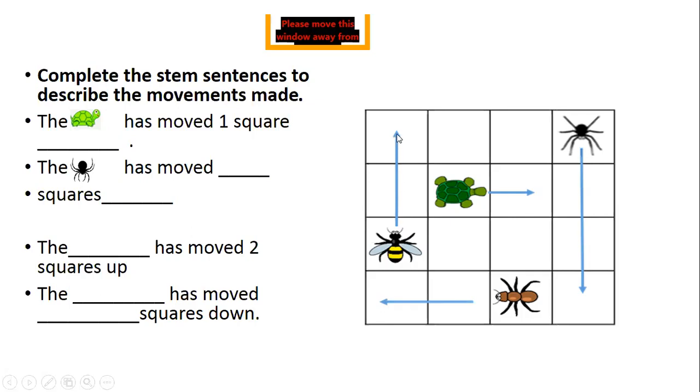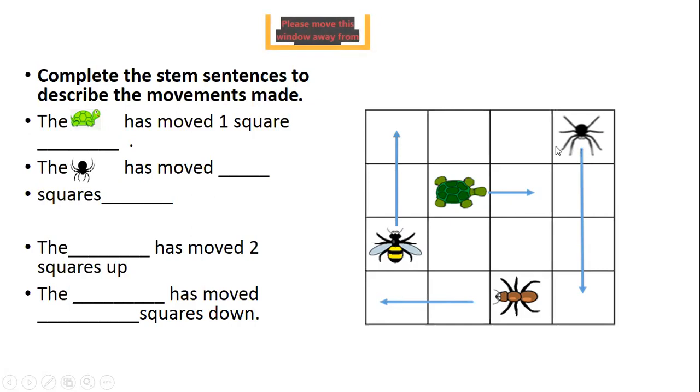When you are looking at the direction of an arrow, always look at the small triangle. Where the small triangle is facing is the direction. So this bee is moving up, so it's certainly not the bee. The turtle is also moving forward, so it's certainly not the turtle. The ant is also moving forward. Certainly not this ant. This is the forward of the ant.